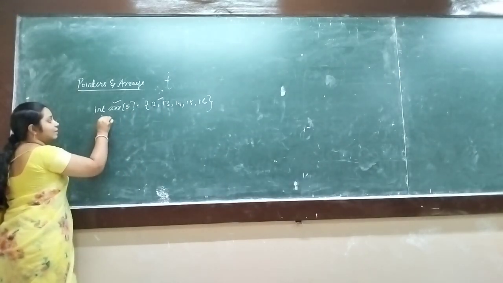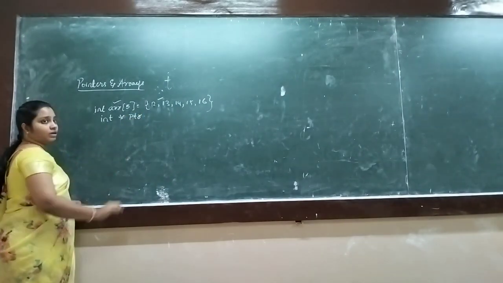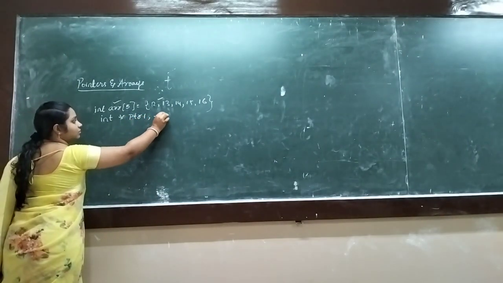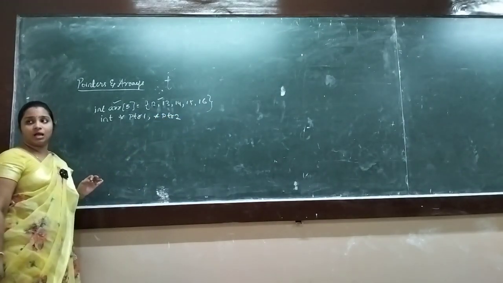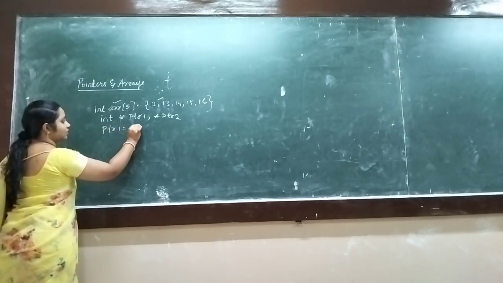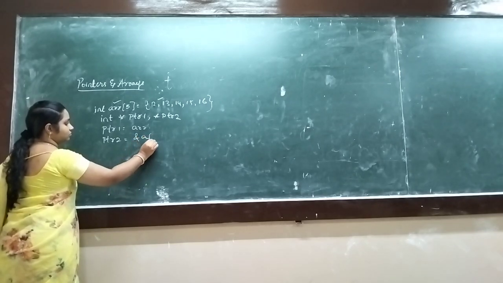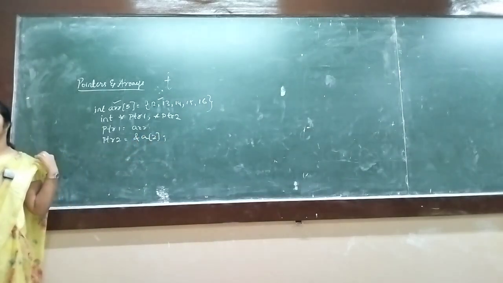Now declare a pointer. Right? PTR1, PTR2. What am I doing? Declaring two pointers. Next, initialize it. PTR1 equal to array. PTR2 equal to. Got it?